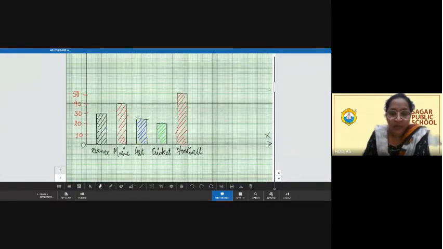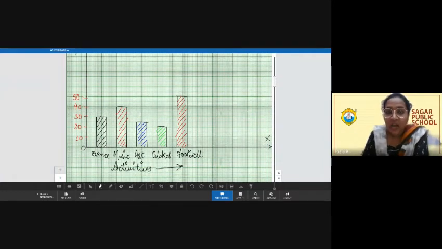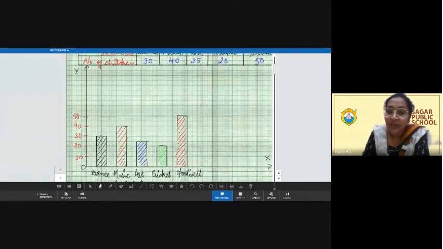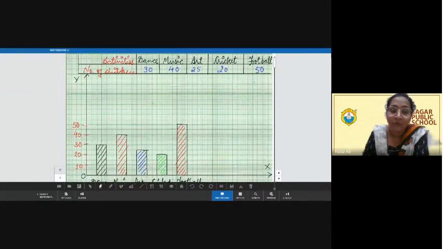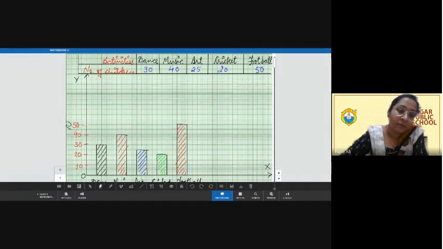We need to write down that this particular axis, the x-axis, is showing activities. So here I've written activities, and I'm going to make an arrow like this. That means this axis is showing activities. And what is the y-axis showing? It is showing number of children, so here we need to write children.